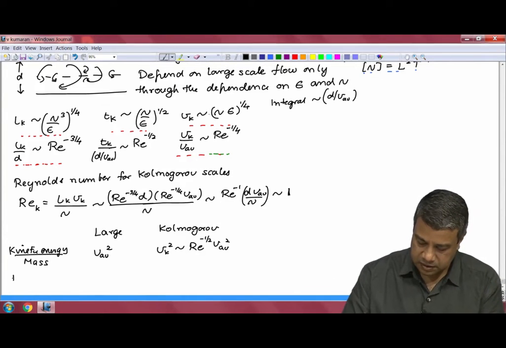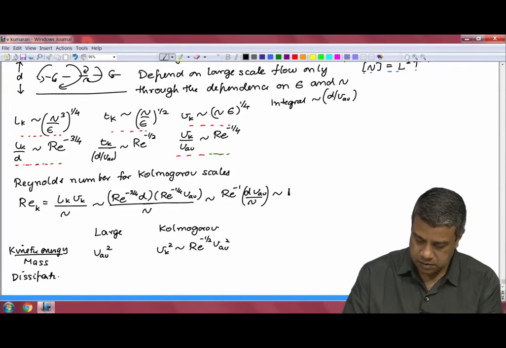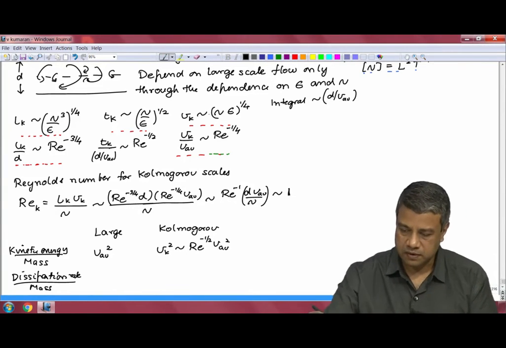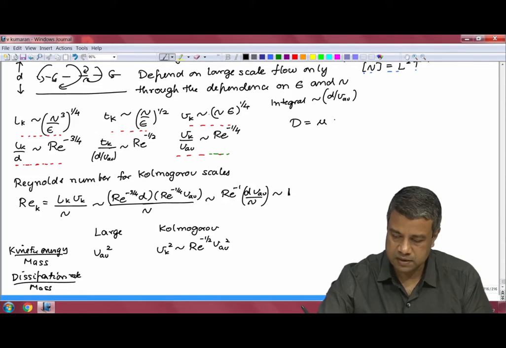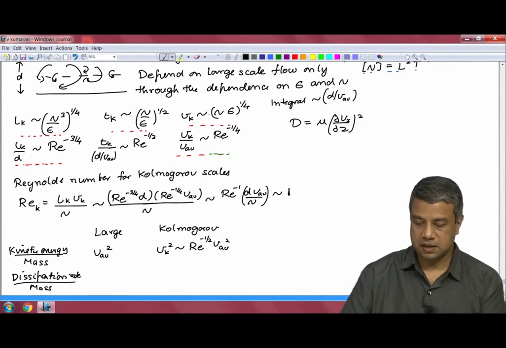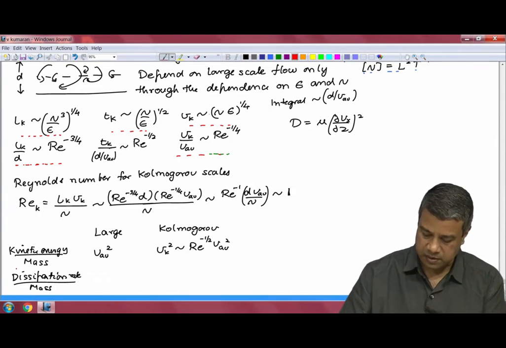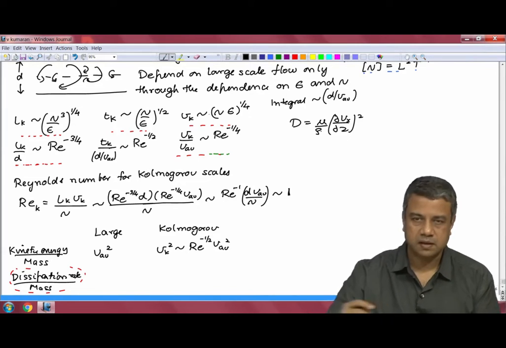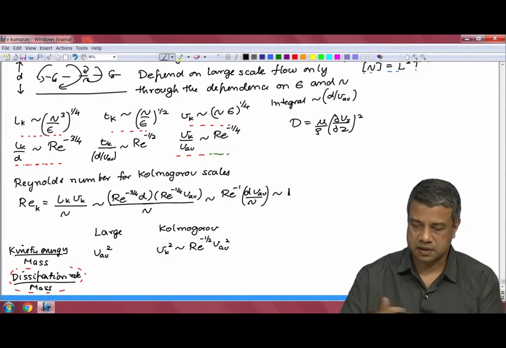And what is the dissipation rate per unit mass? Note we had got the dissipation rate per unit volume as D is equal to mu times partial Vx by partial z the whole square earlier. This was the dissipation of energy per unit volume. I want a dissipation rate per unit mass, an intensive quantity. That will be mu by the density, divided by mass per unit volume, to get a dissipation rate per mass.